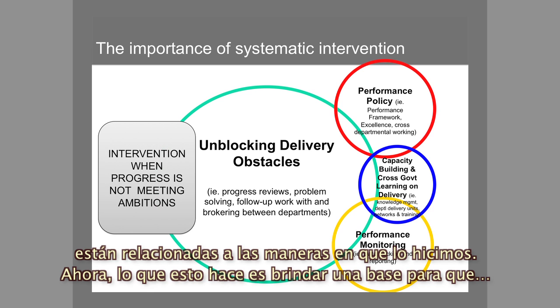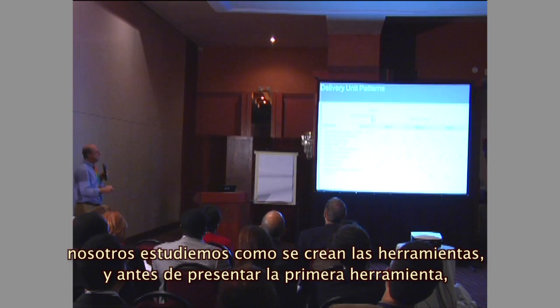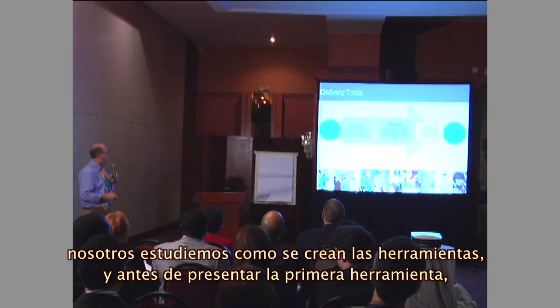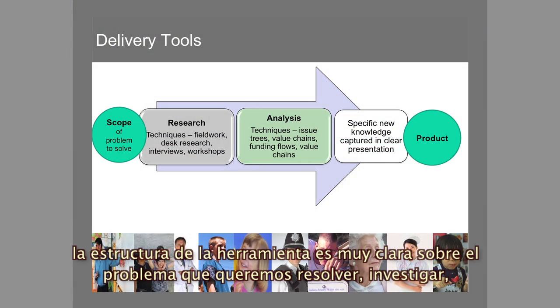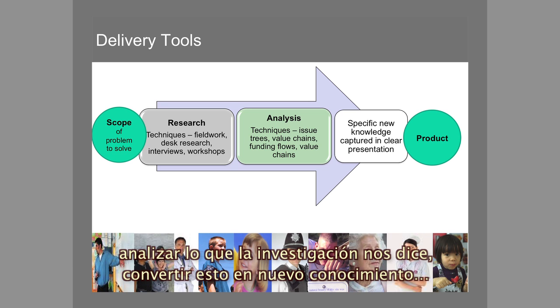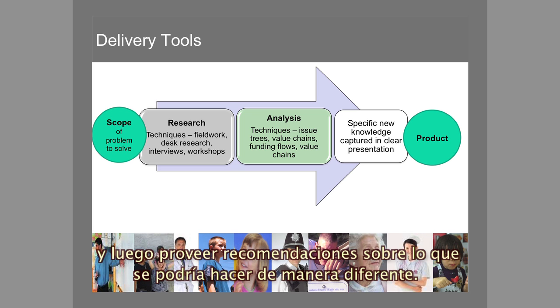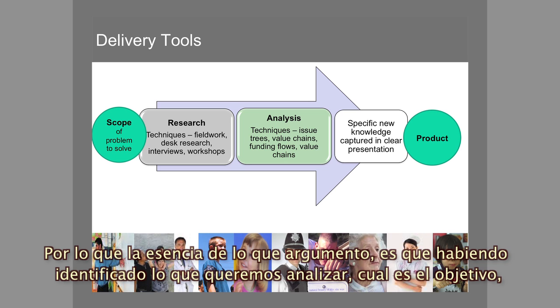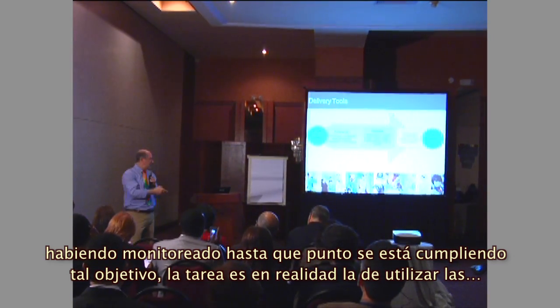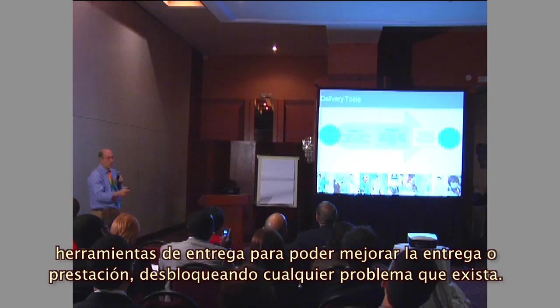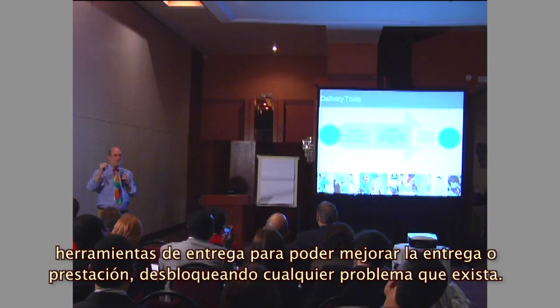Now, what that does is provide a basis for us to begin to look at how tools are created. And quite simply, before I introduce the first tool, the structure of a tool is being very clear about the problem you're going to solve, researching it, analyzing what that research tells us, turning that into new knowledge, and then giving some recommendations about what you would do differently. So the thrust of what I'm arguing is that, having identified what it is you want to look at, what your ambition is, and having monitored the extent to which you're successfully meeting that ambition, the task really is to use delivery tools to improve and enhance delivery by unblocking whatever the problems actually are.